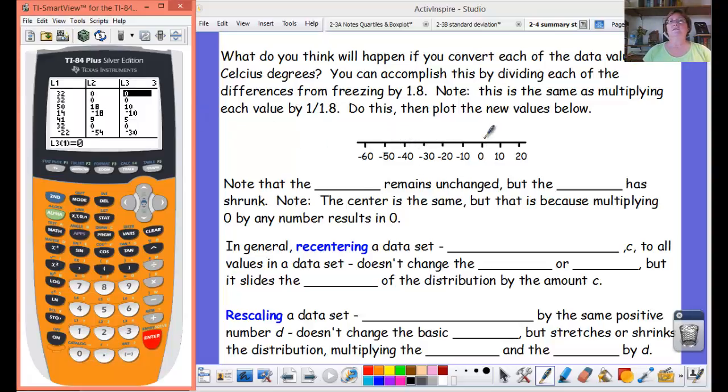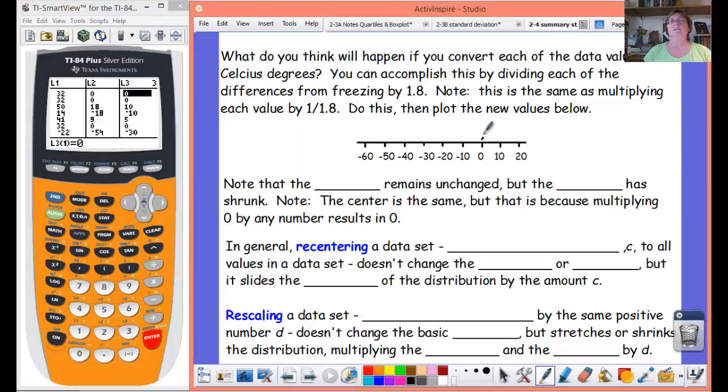We still have the zeros here, so we have 0, 0, 10, negative 10, 5, 0, and negative 30. Hey, I'm noticing something there as well. We still have the basic shape. The spread, though, is smaller. Instead of going from what we had before, 18 to negative 54, now we're only going from 10 to negative 30. So the spread has shrunk a little bit.